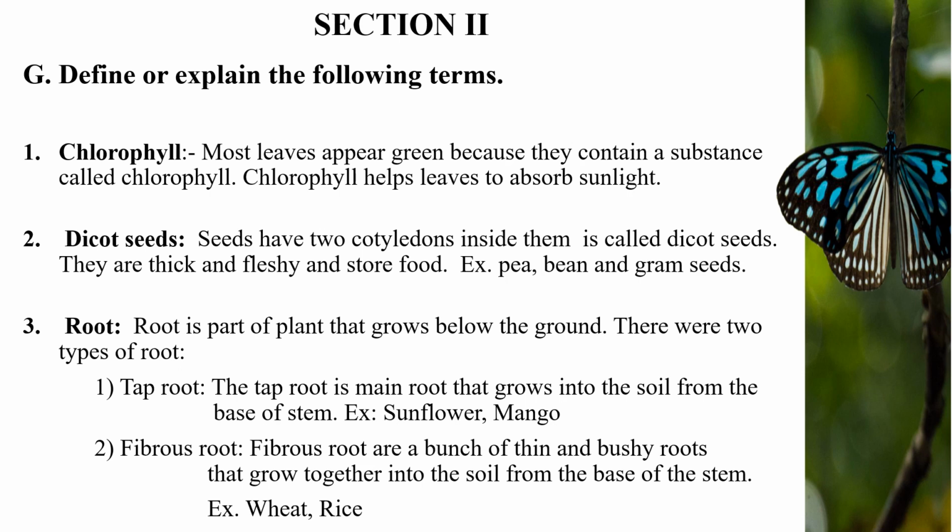Third, root. Root is the part of a plant that grows below the ground. There are two types of root. First is taproot, the main root that grows into the soil from the base of the stem. For example, sunflower, mango. Second, fibrous root. Fibrous roots are a bunch of thin and bushy roots that grow together into the soil from the base of the stem. For example, wheat, rice.